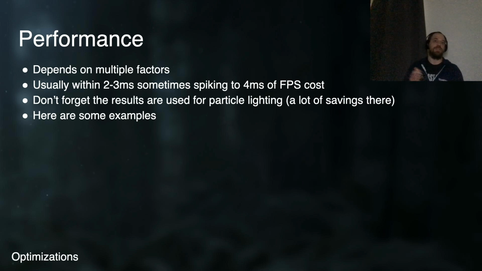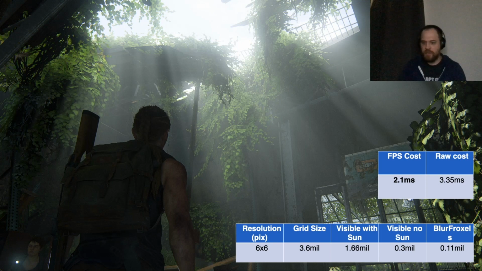So there's a lot of savings there because we don't do anything else for particles except for just sampling those textures. So 2 to 3 milliseconds was kind of what it cost, sometimes spiking to 4. In this particular case, the grid size is 3.6 million 6x6 Froxels in screen space. We have pretty sharp God rays going through, and visible with sun is 1.66 million, visible without sun 0.3 million, and blurring 0.11 million Froxels.